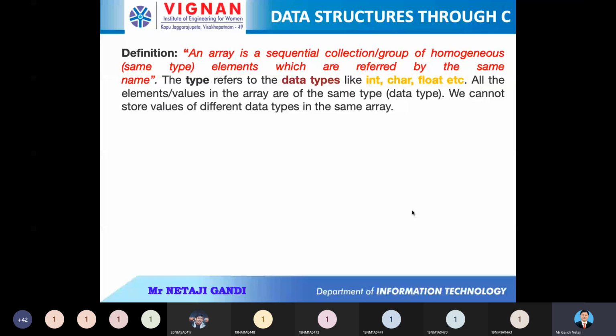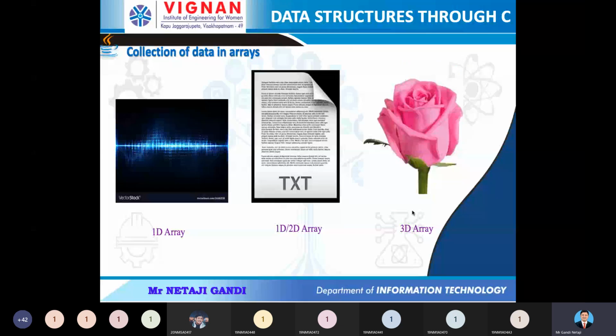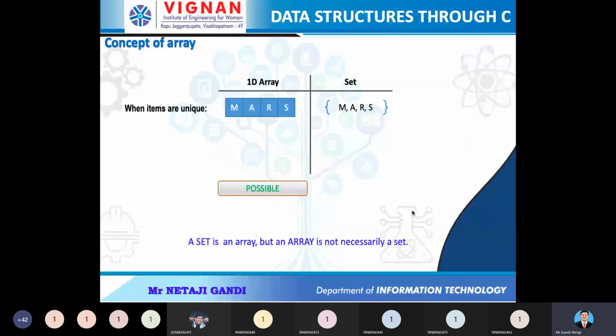What are the applications of arrays? Nowadays arrays are used in real time, so where can they be used? How to create a one-dimensional array? What is the difference between arrays and sets? What is an array? Everything can be discussed in the next class.